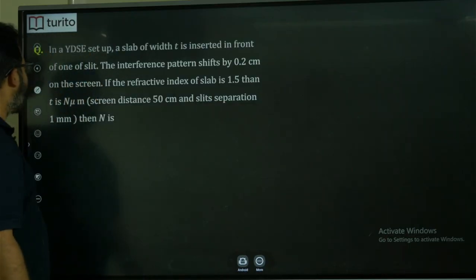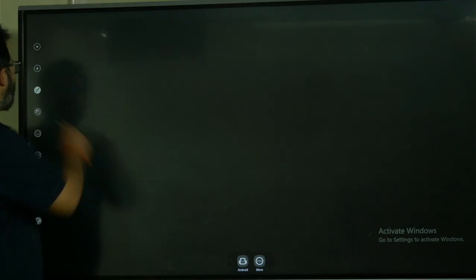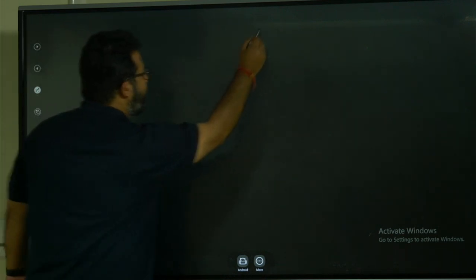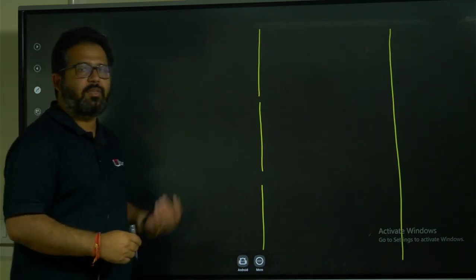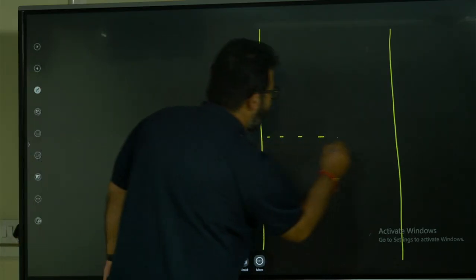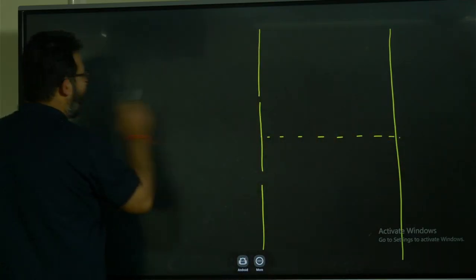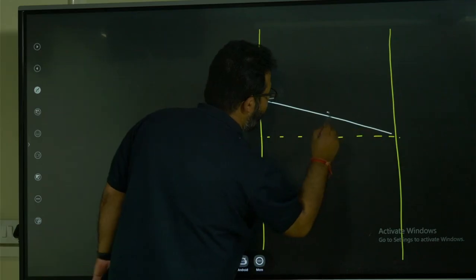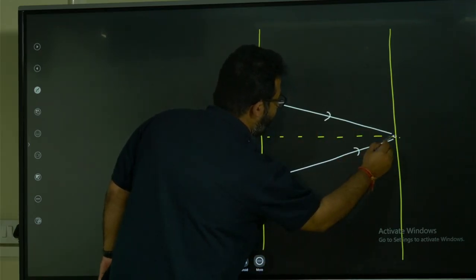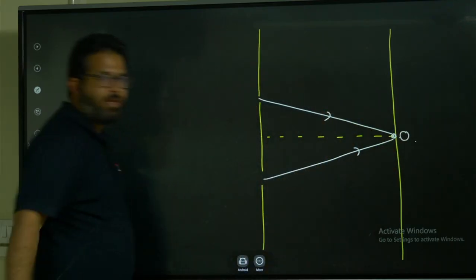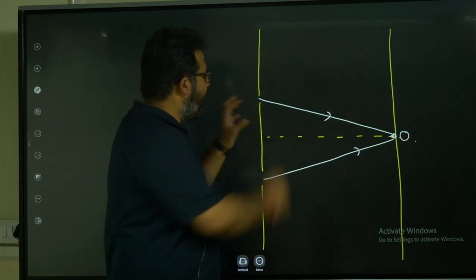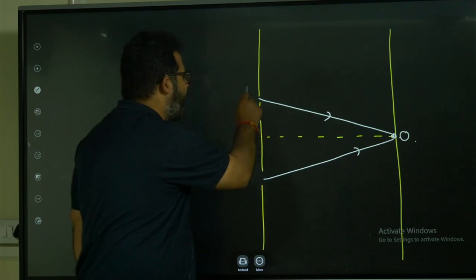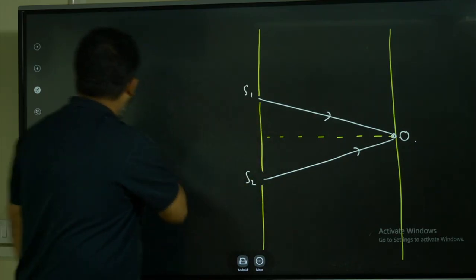Before discussing, let's talk about this. This is a Young double slit experiment, and this is a screen located at a distance capital D, which is nearly equal to 1 meter. This is the central bright fringe that is formed at the center, at O. Now, what will happen if in this arrangement I put a rectangular glass slab in front of S1? See this.